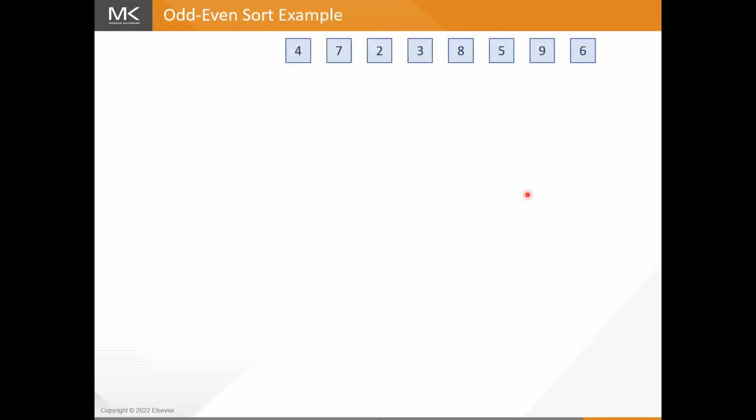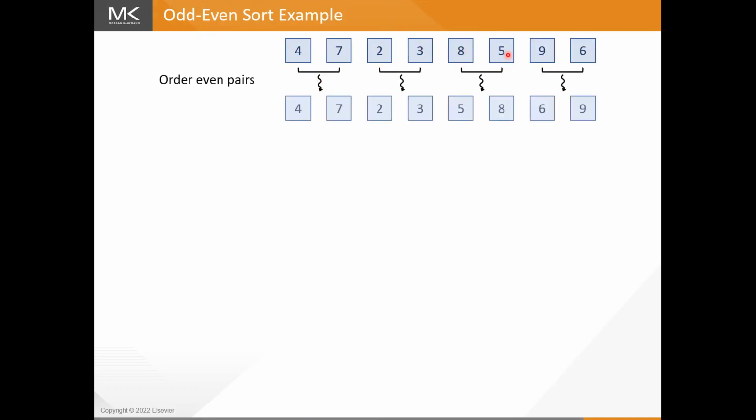Let's say I have this input array right here. I can start by assigning a thread to all the even pairs. So here this thread would sort elements 4 and 7, they're already sorted. This one would sort 2 and 3, they're already sorted. This one would sort elements 8 and 5, so these would be swapped, they'll become 5 and 8. And this one would sort elements 9 and 6, they're not sorted, so it will become 6 and 9.